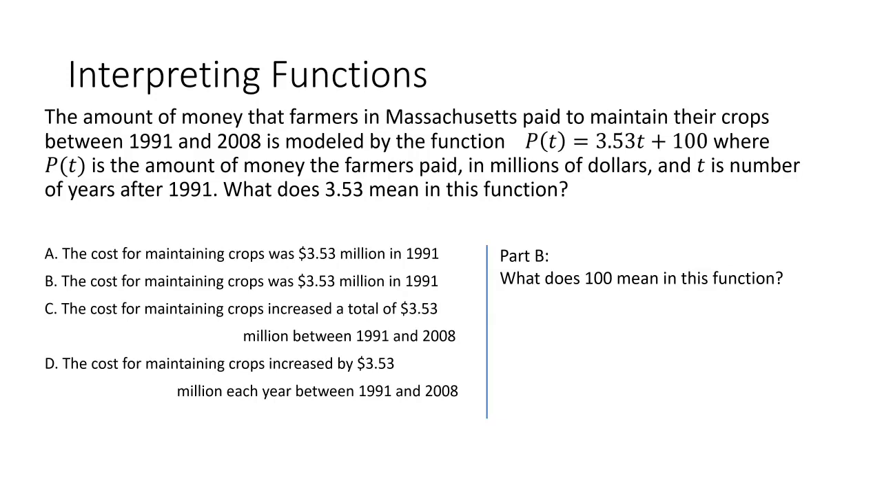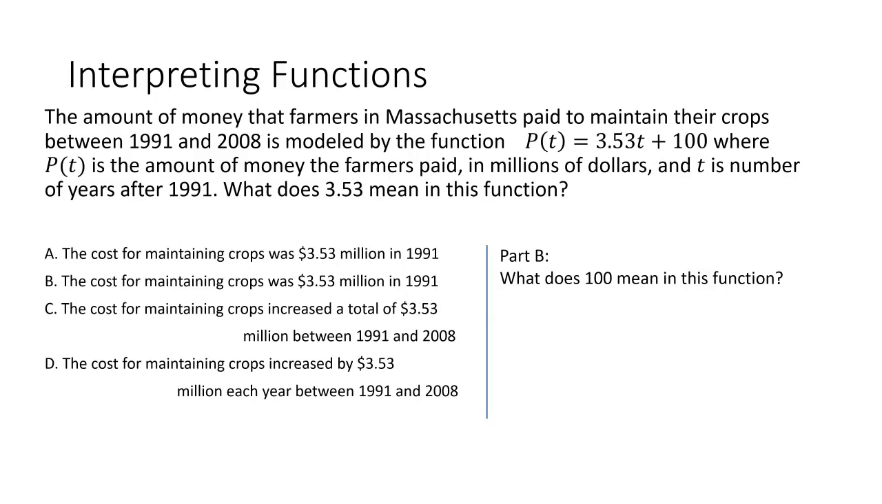So in this situation, the amount of money that farmers in Massachusetts paid to maintain their crops between 1991 and 2008 is modeled by the function P of t equals 3.53t plus 100, where P of t is the amount of money the farmers paid in millions of dollars, and t is the number of years after 1991. So what does 3.53 mean in this context?